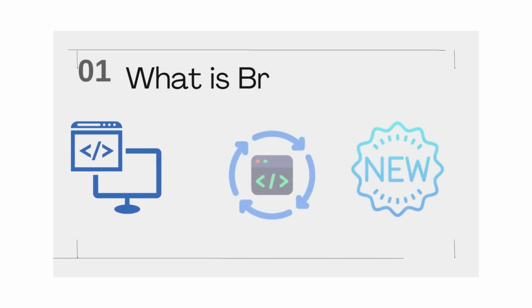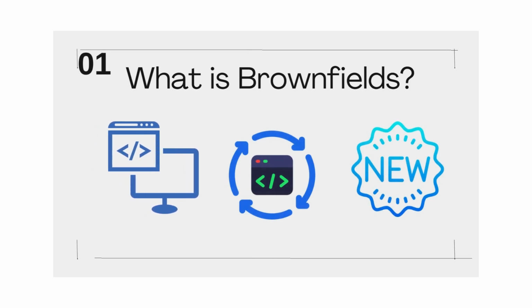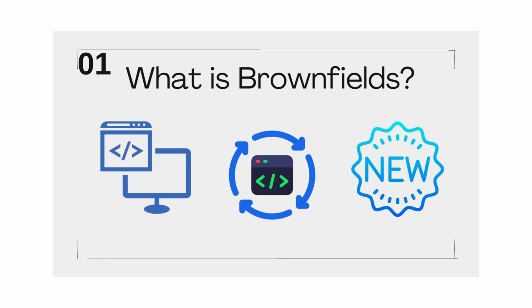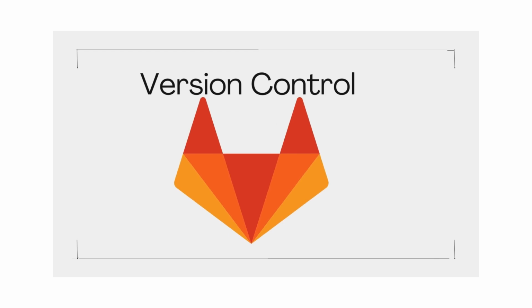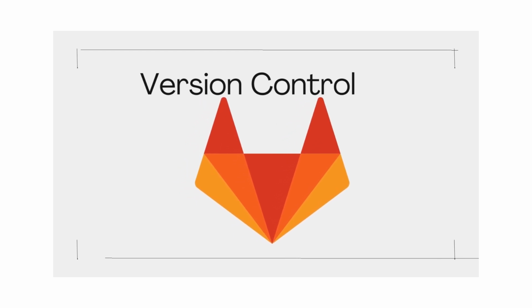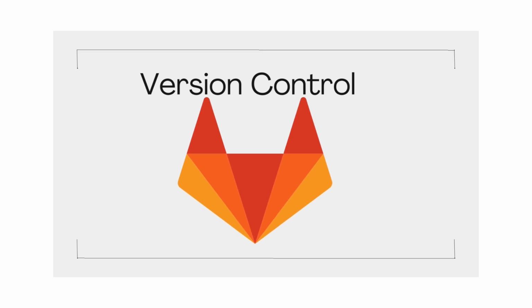So, what is Brownfields? Brownfields is a project whereby we had to work on an existing code base, which is Robot World. We had to refactor and fix the errors, and also we had to add new features to the project. We used GitLab as our collaboration tool, making it easy for us as a team to track and manage all the code changes that were made amongst ourselves.